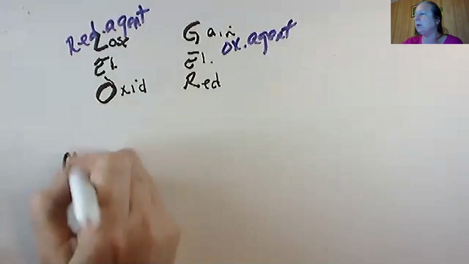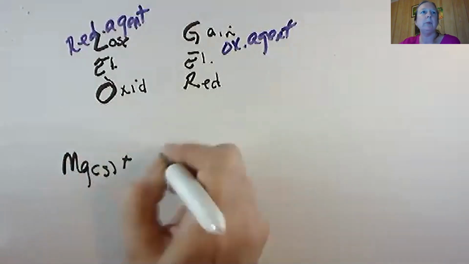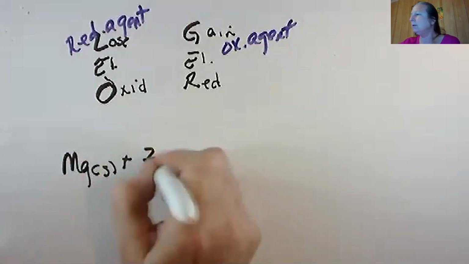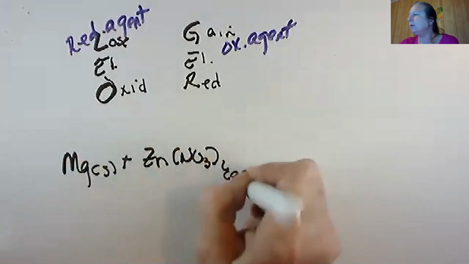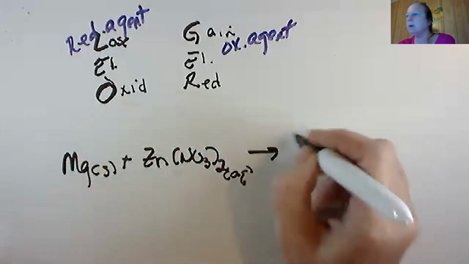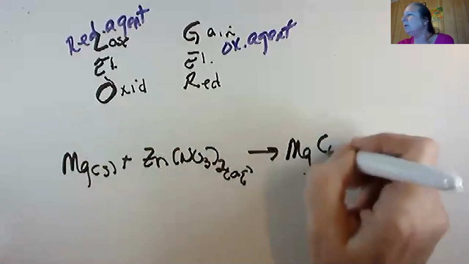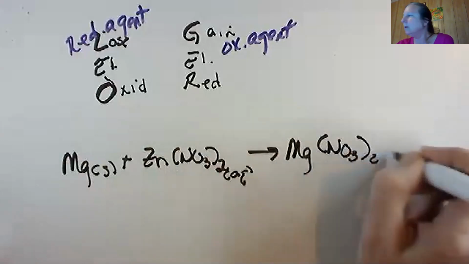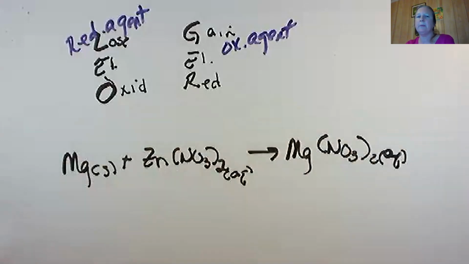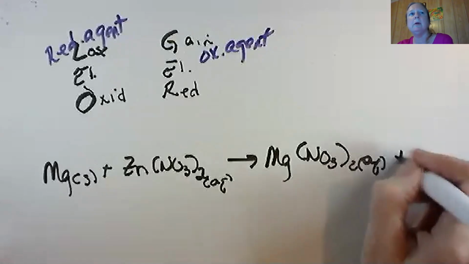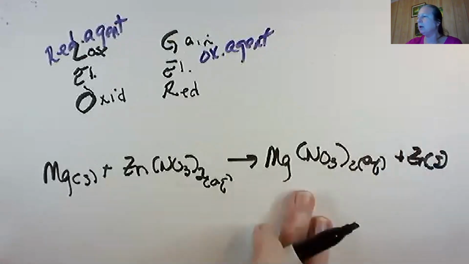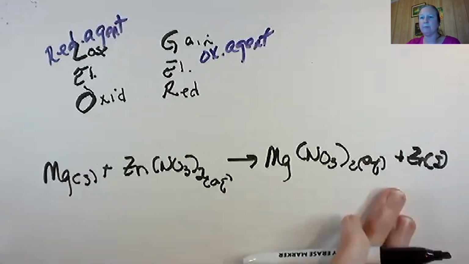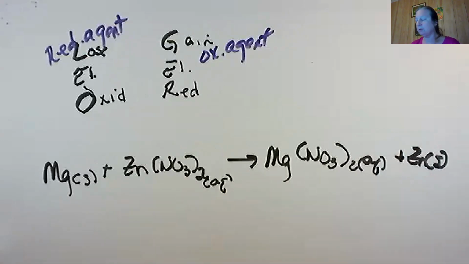So magnesium solid plus zinc nitrate aqueous, so it's in solution, gives us magnesium nitrate. So now the magnesium is in, plus zinc solid. So the magnesium becomes an ion and the zinc becomes an element. Definitely have redox. Let's go with the easiest ones.